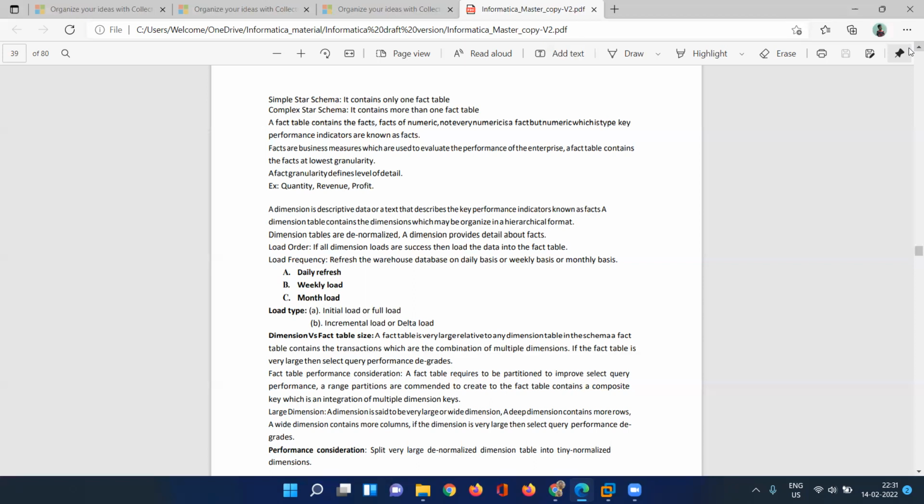Right? This is the theoretical information that we have in terms of data warehouse concepts.